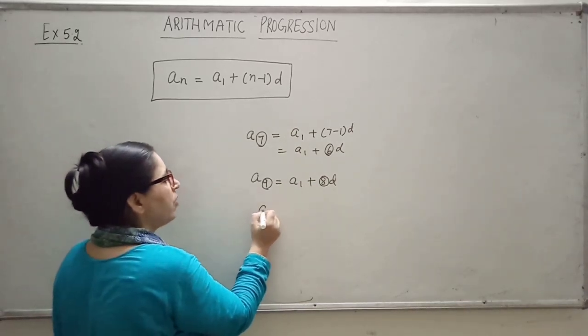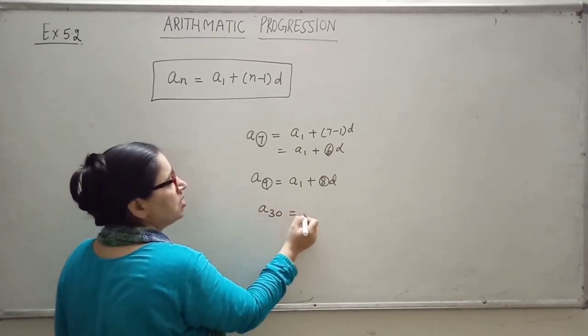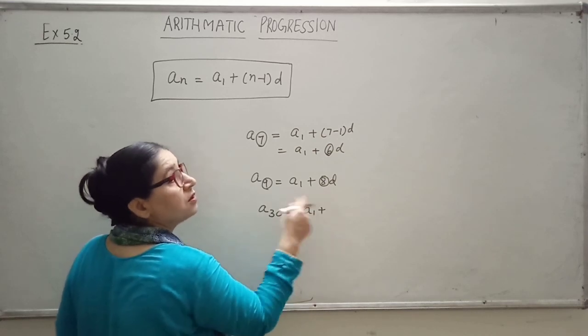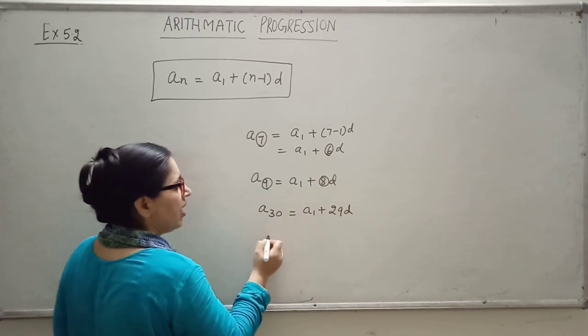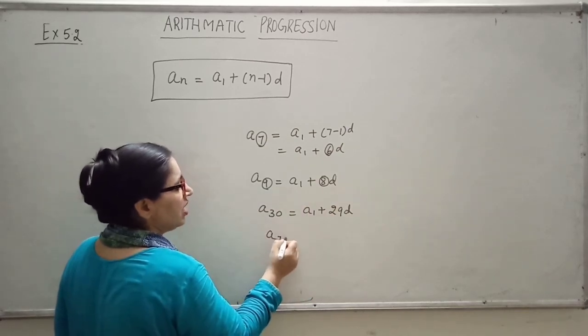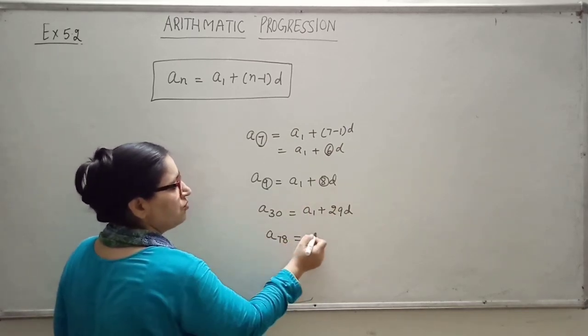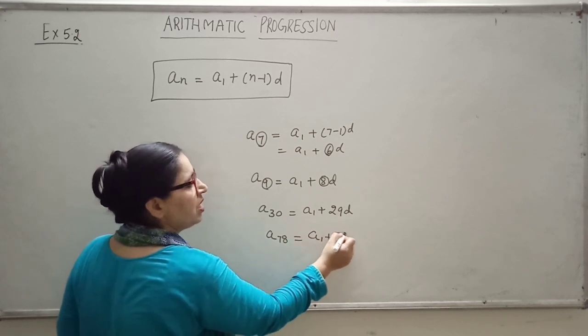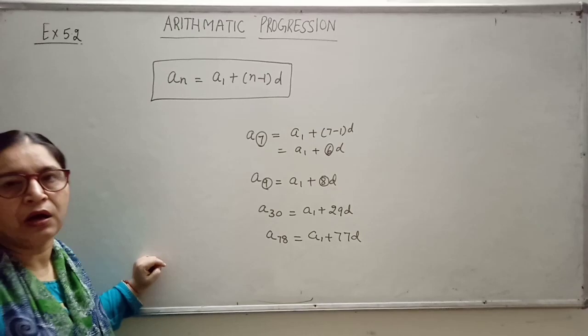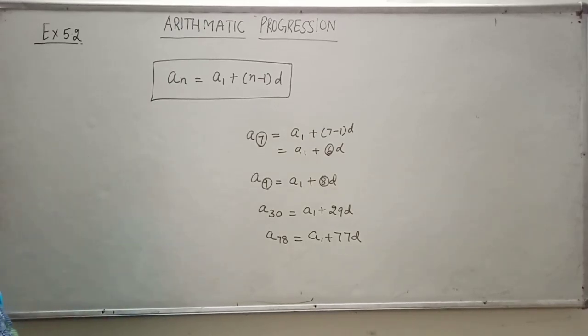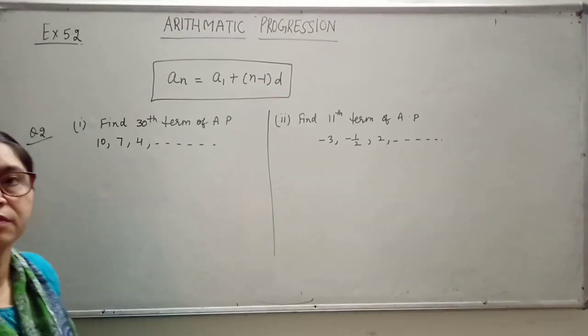So if I have to find out the 30th term, it means a1 plus 29d. If I have to find out the 78th term, then it will be a1 plus 77d. I think the concept is clear to you. Now we can start your exercise 5.2.